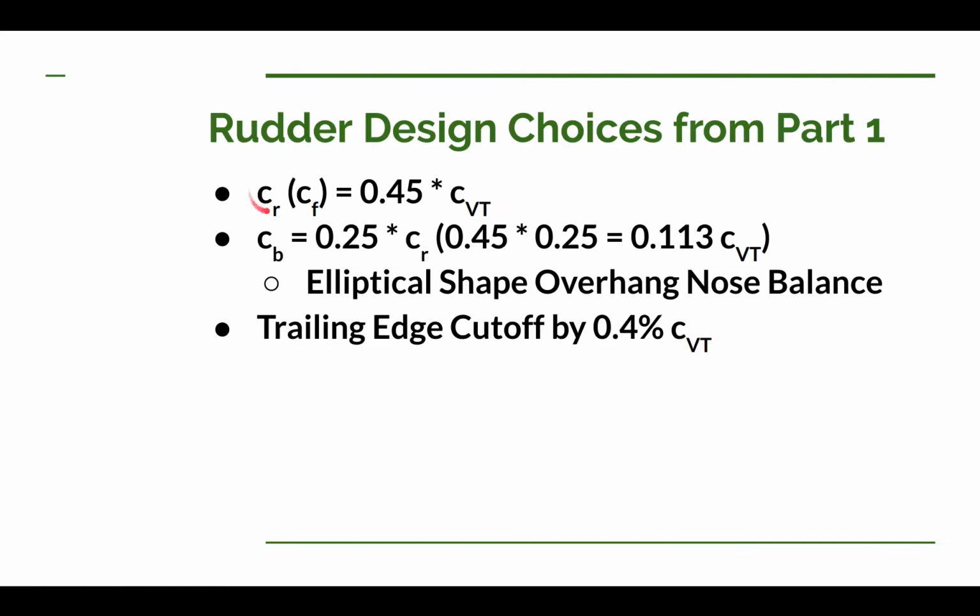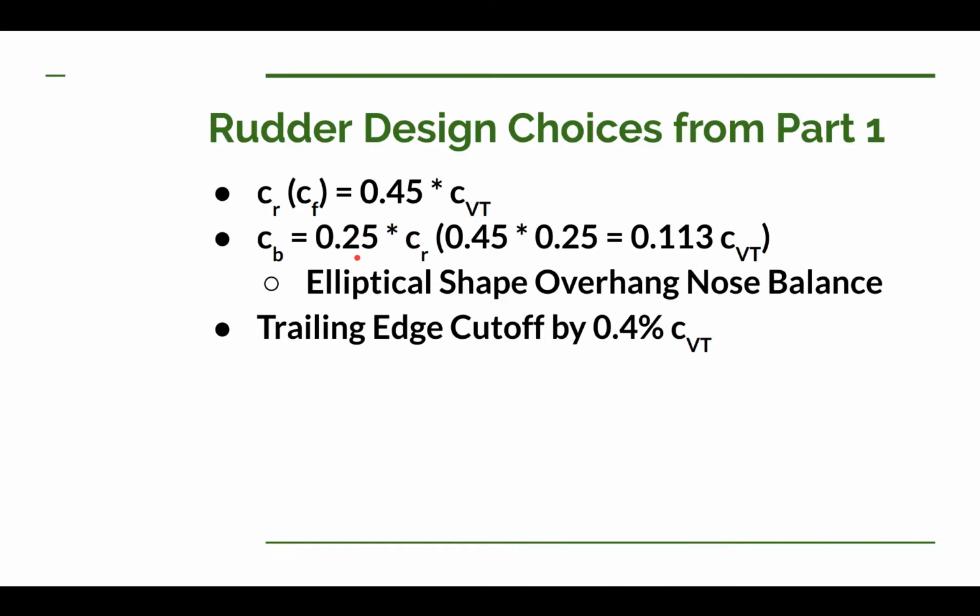For the chord of the rudder, and in this case I'm talking about that chord being from the hinge line of the rudder to the trailing edge, we talked about it being about 45% of the total chord of the vertical tail. So in this case, the chord of the vertical tail is from the leading edge of the vertical stabilizer to the trailing edge of the rudder. So multiply that by about 0.45, and that would be the length from the hinge of the rudder to the trailing edge of the rudder.